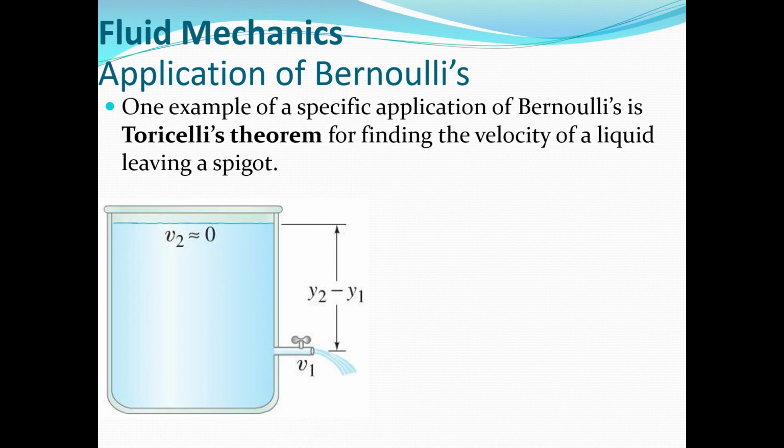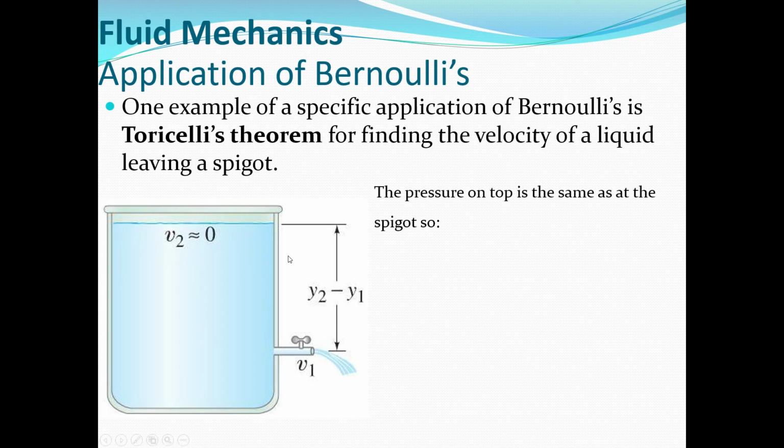So with Torricelli's theorem, what we're doing is we're going to look at a vat, and at the bottom of the vat is a little spigot. And we want to know, well, what is the velocity exiting this spigot? And we're going to assume that the velocity at the top is 0. Again, that's the big thing. With Torricelli's theorem, we're assuming that the velocity at the top is 0.